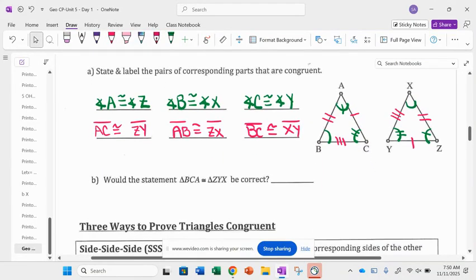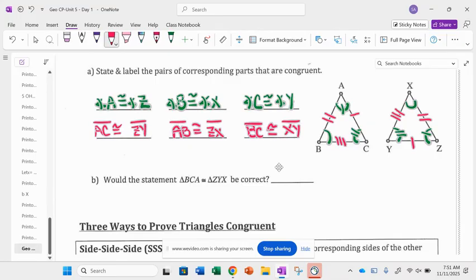Okay, so now let's see. Would this statement be correct? Triangle BCA and ZYX. So we double check. B and Z right away. Just checking the first one. Is it correct? B and Z? No. So we know right away this is wrong. We don't even have to check the other ones.